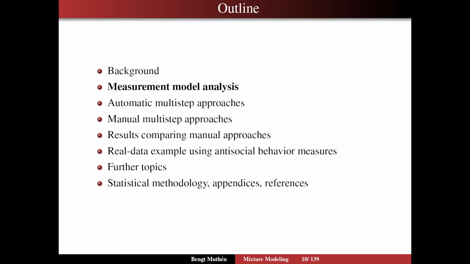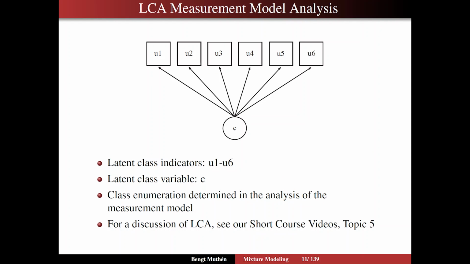Turning to slide 10, the outline shows that we are ready to talk about the measurement model analysis. So on slide 11, we have a measurement model that is a latent class analysis model. We have 6 indicators, 6 latent class indicators of the latent class variable C.